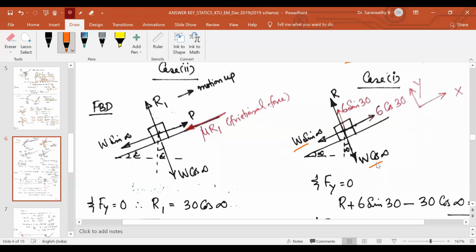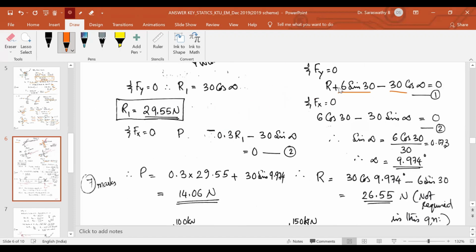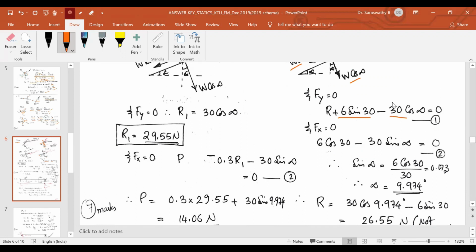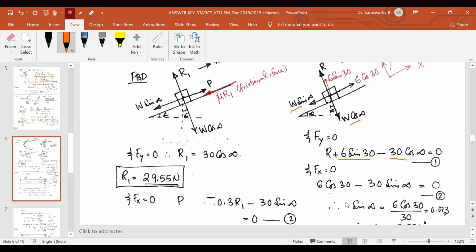So write down sigma Fy is equal to 0. Fy means resolve forces in this direction. 6 sin 30 acting upwards, W cos alpha acting downwards is equal to 0. R plus 6 sin 30 minus 30 cos alpha is equal to 0. That is one equation. Now, make sigma Fx is equal to 0. Resolve along this direction. 6 cos 30 minus W sin alpha is equal to 0.